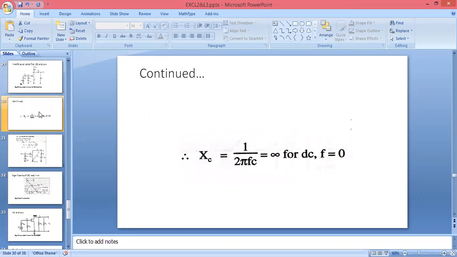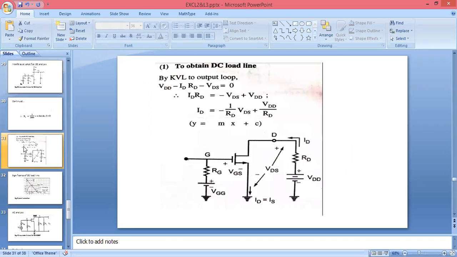Then when we solve the DC analysis, we will get XC equal to 1 upon 2 pi FC. And as here frequency is low, we are getting here an infinite value. Now we can see how we have to solve. We have to apply KVL to input as well as output. Firstly, we will see KVL to obtain the DC load line.